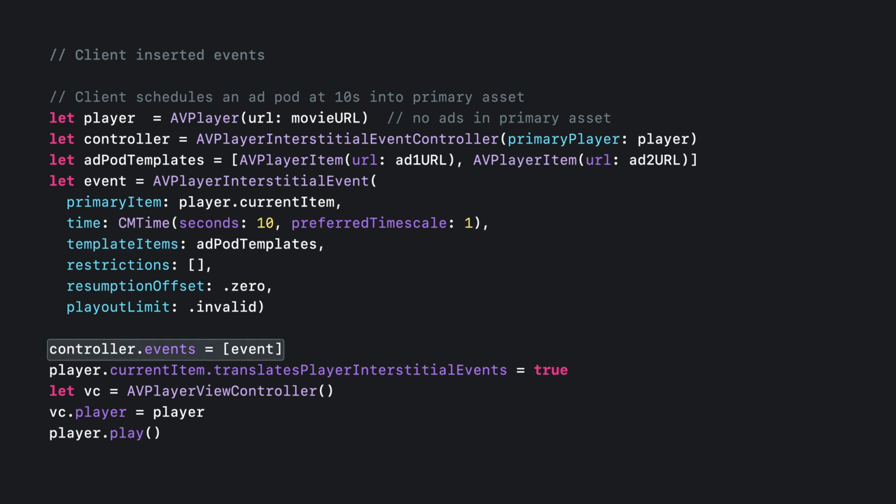You might notice that just before we set the player on the AV player view controller, we set the current item's translates player interstitial events property to true. When this is set, AVKit would place navigation markers on the timeline and also enforce navigation restrictions on tvOS. Now let's cut to a demo where we go over AVKit integration with HLS interstitials on tvOS.